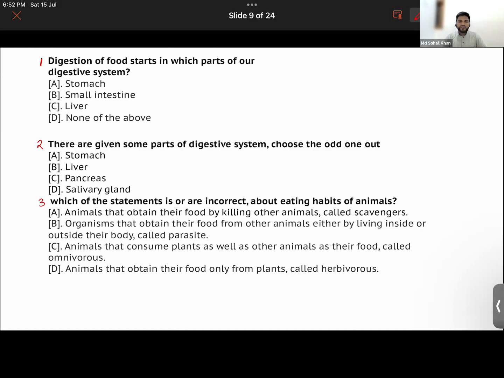Look, the first answer of both of you is correct. That is none of the above, meaning that it starts from which part? Buccal cavity or oral cavity. Exactly. Buccal cavity, oral cavity, or simply mouth.